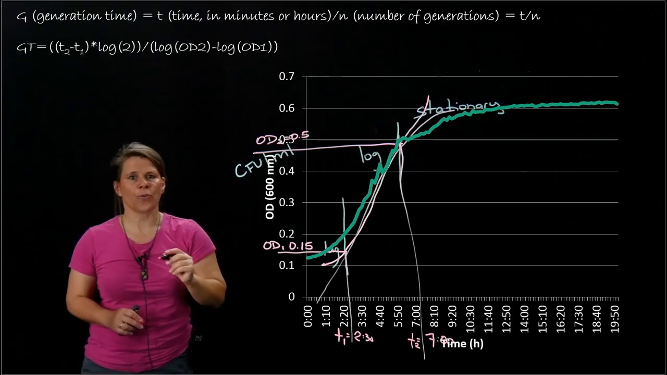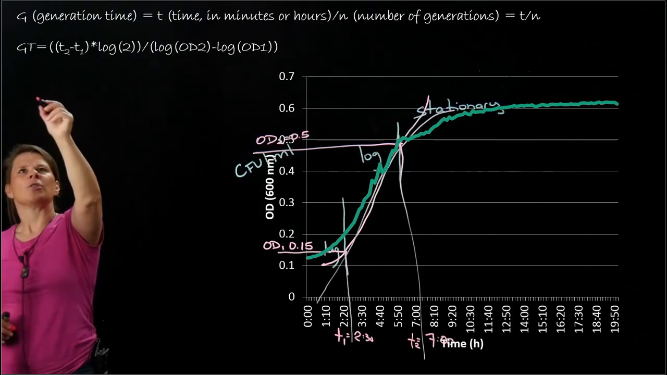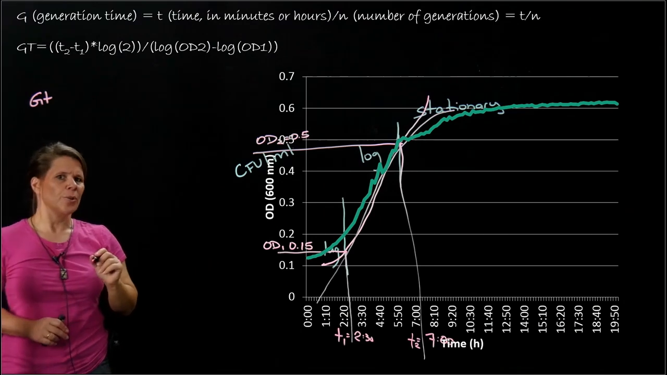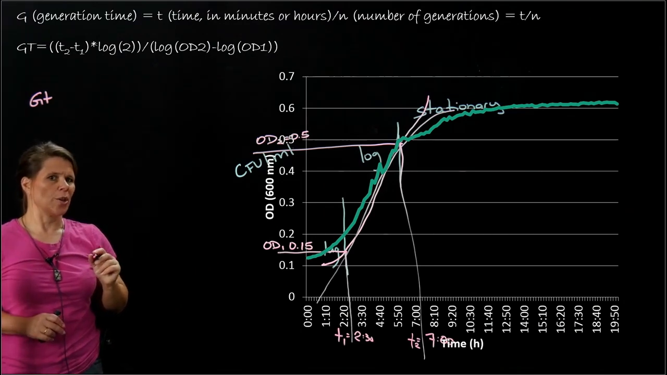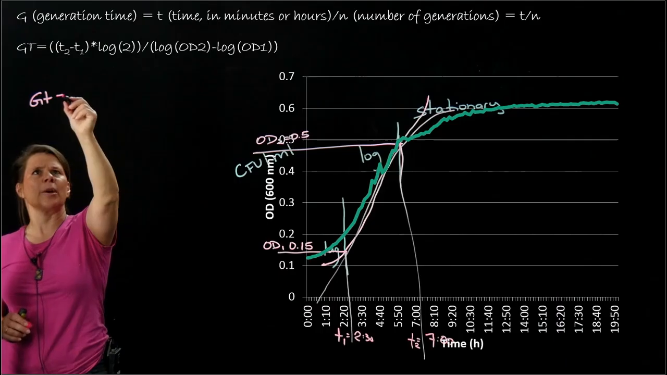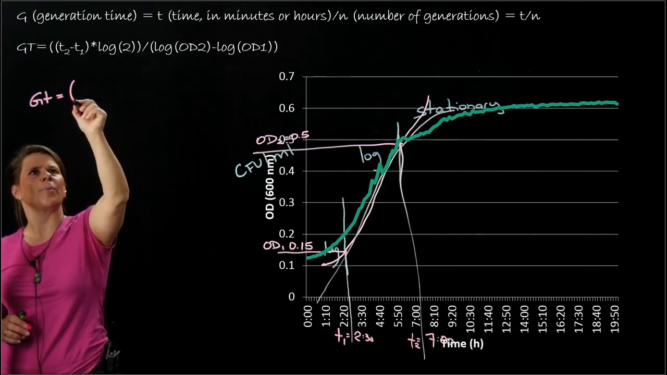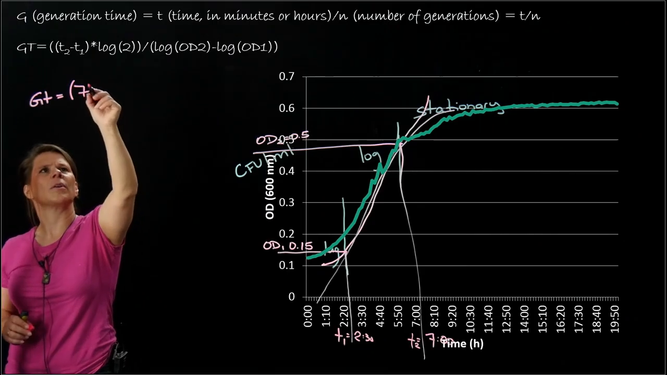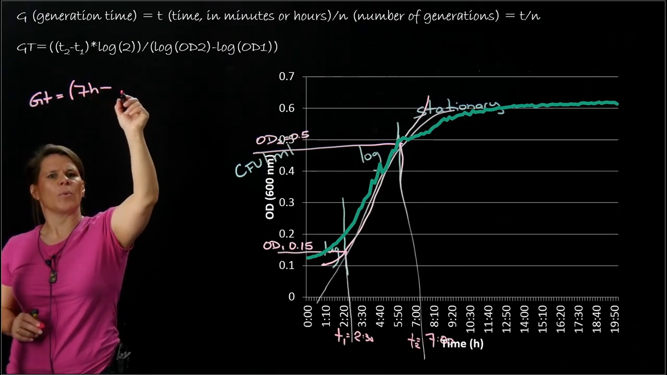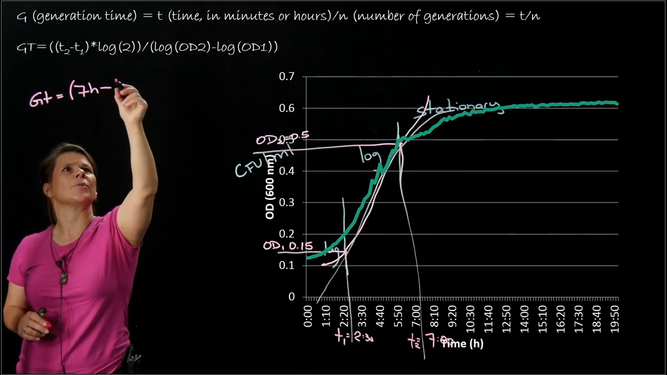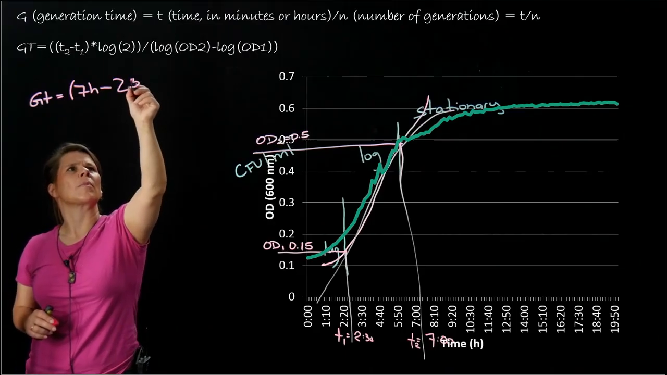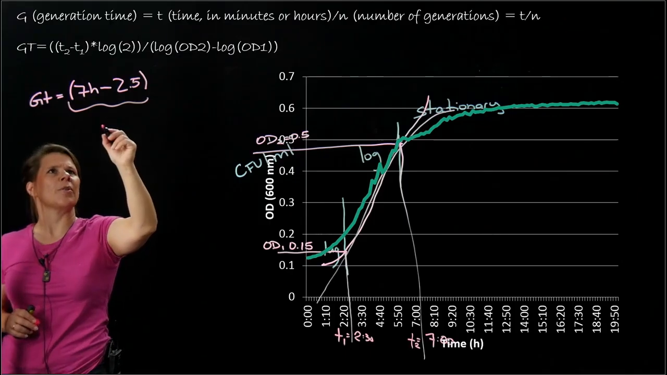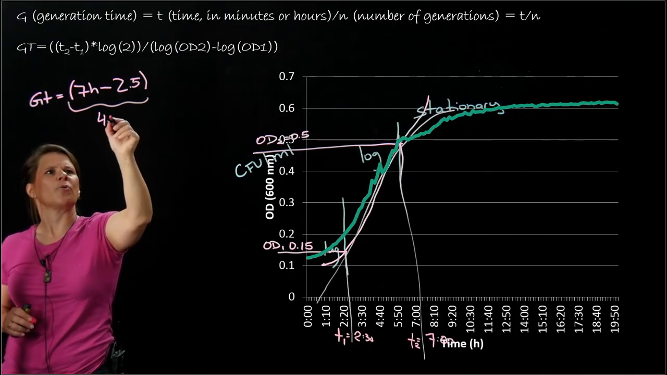Now you need to use the formula which I've given to you. Your generation time asks for time 1, time 2, and then optical density 2 and optical density 1. So we can just plug in the numbers we just determined from our graph. T2 is 7 hours, and T1 is 2.5 hours. The difference, 7 hours minus 2.5 hours, is 4.5 hours.